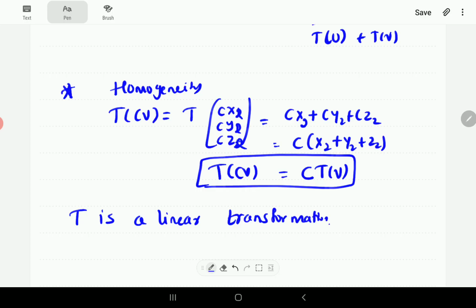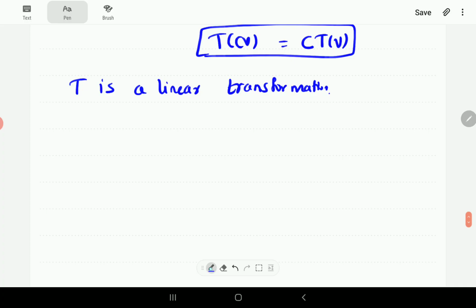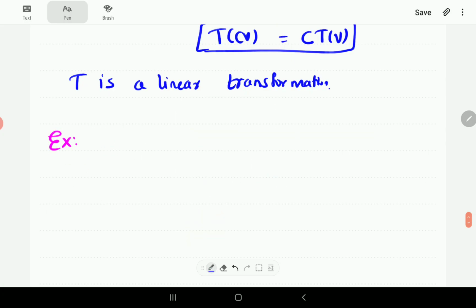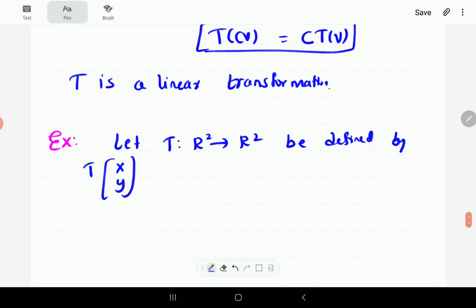Okay. Now let us take another example, where T is a transformation from R2 to R2 defined by, say, T of (x, y) is equal to (x plus 1, y).